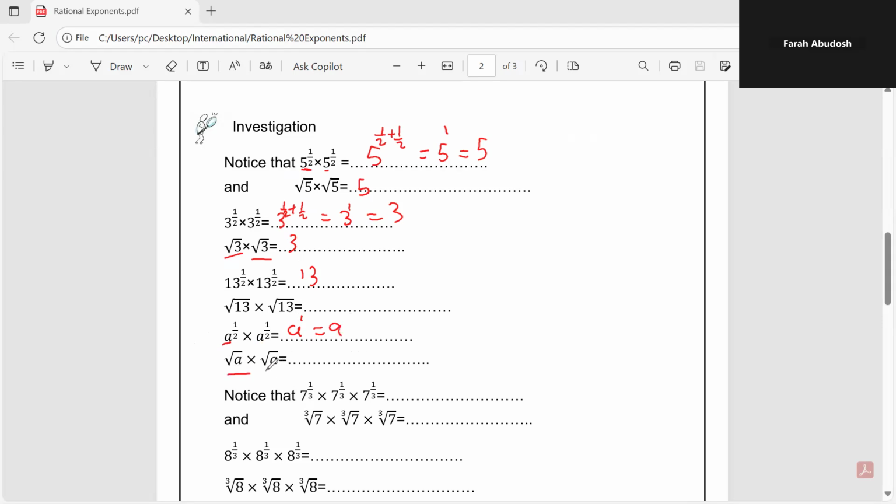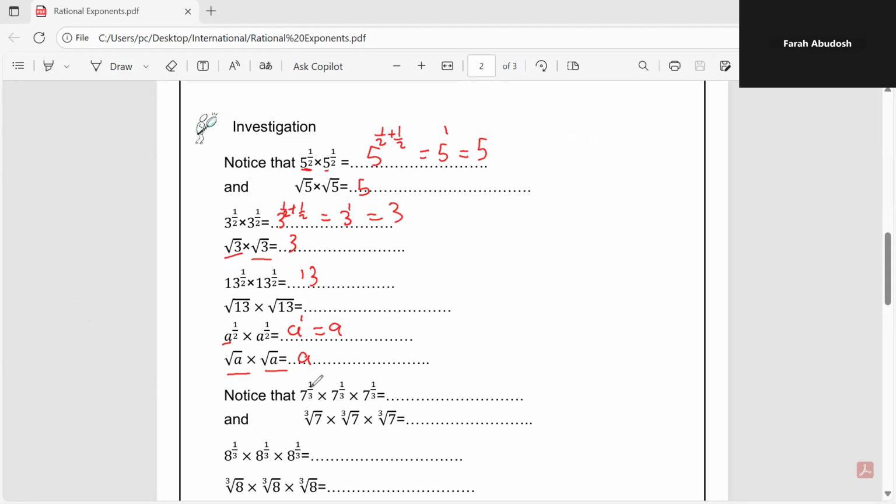So the square root of a times the square root of a, as we did, but instead of a specific number we put any integer, so the answer is a. Okay, now let's move on to the next part.